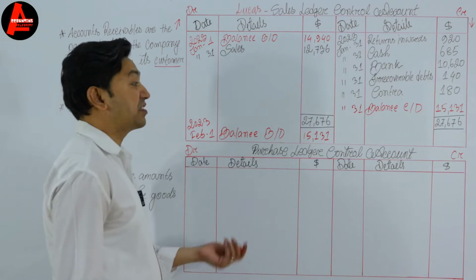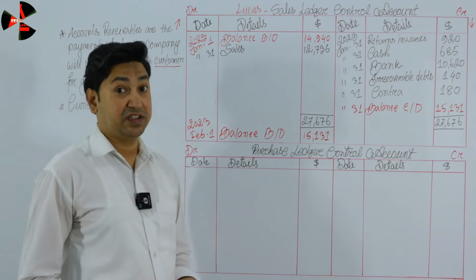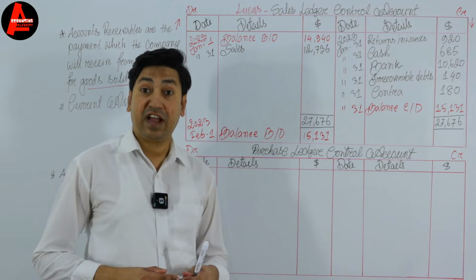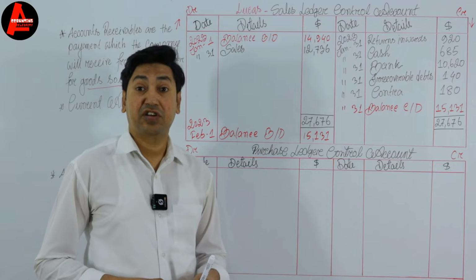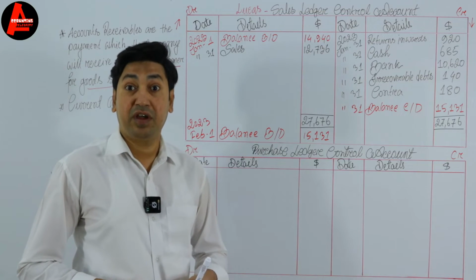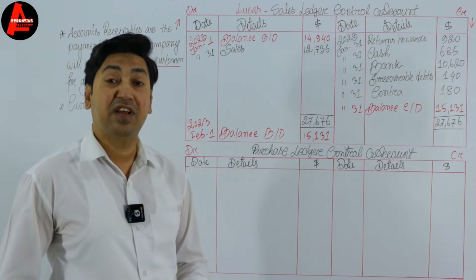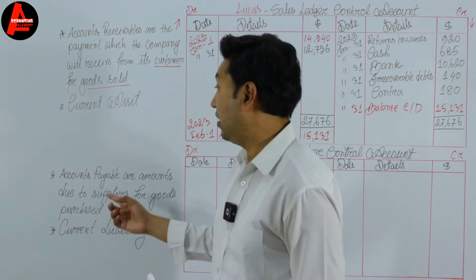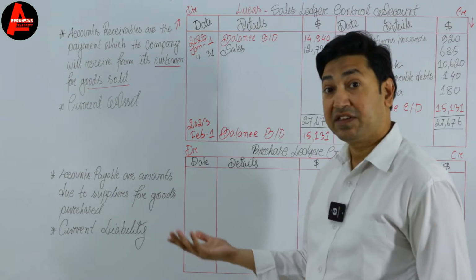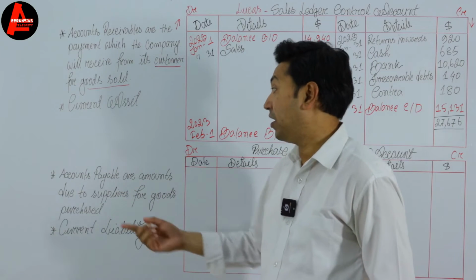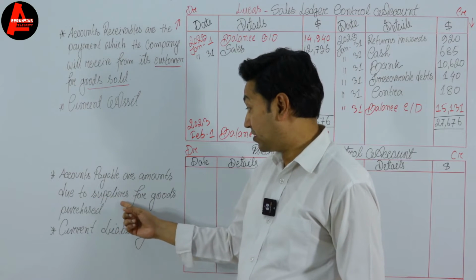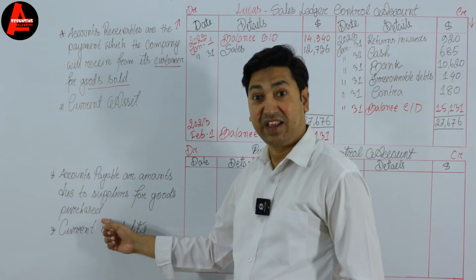Okay, so purchase ledger control account, what is this, what do we record here? Purchase ledger control account is actually creditors ledger control account or trade payables control account. So what are trade payables? Accounts payable, trade payables and accounts payables are the same. Accounts payable are amounts due to suppliers for goods purchased.